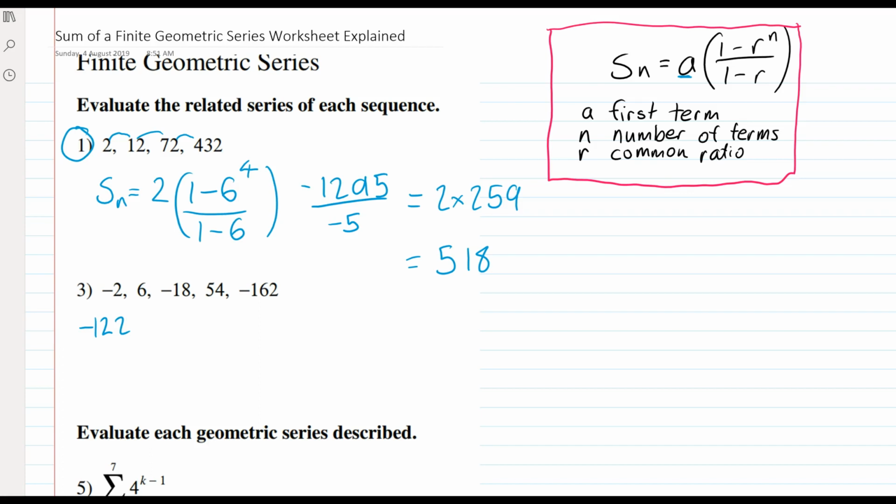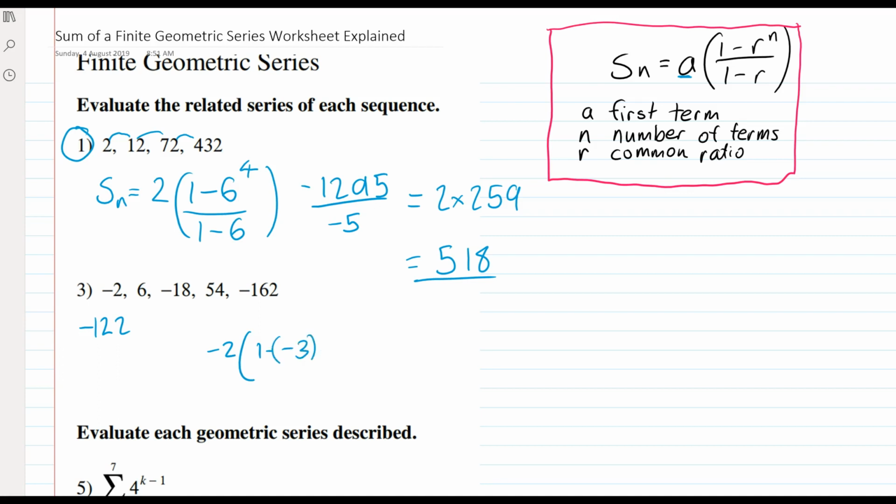Exactly like before, it starts off with our A, which here is negative 2. That's times by 1 minus our common ratio. And here, our common ratio is a negative because it goes plus, minus, plus, minus. And 6 divided by minus 2 gives us minus 3.